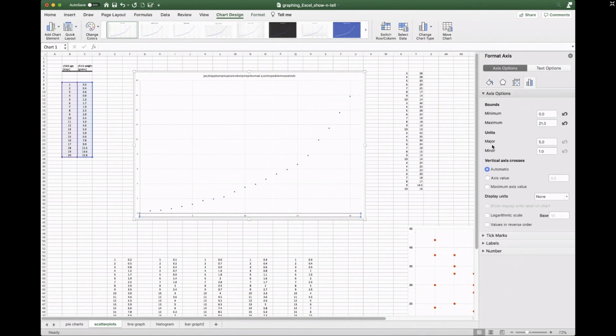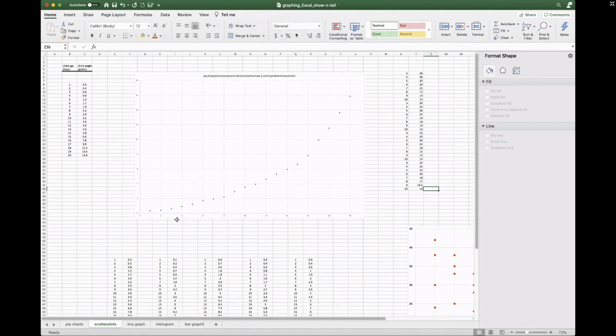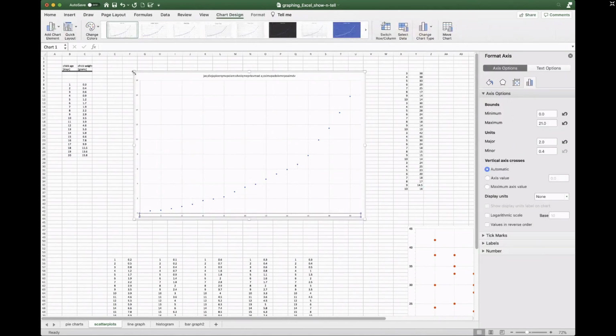You can change the intervals. So right now the major unit is 5. So it goes 0, 5, 10, 15, 20. Change this to 2. All right, now I'm going to get intervals of 2. Okay, just little tricks. It really depends what you want.